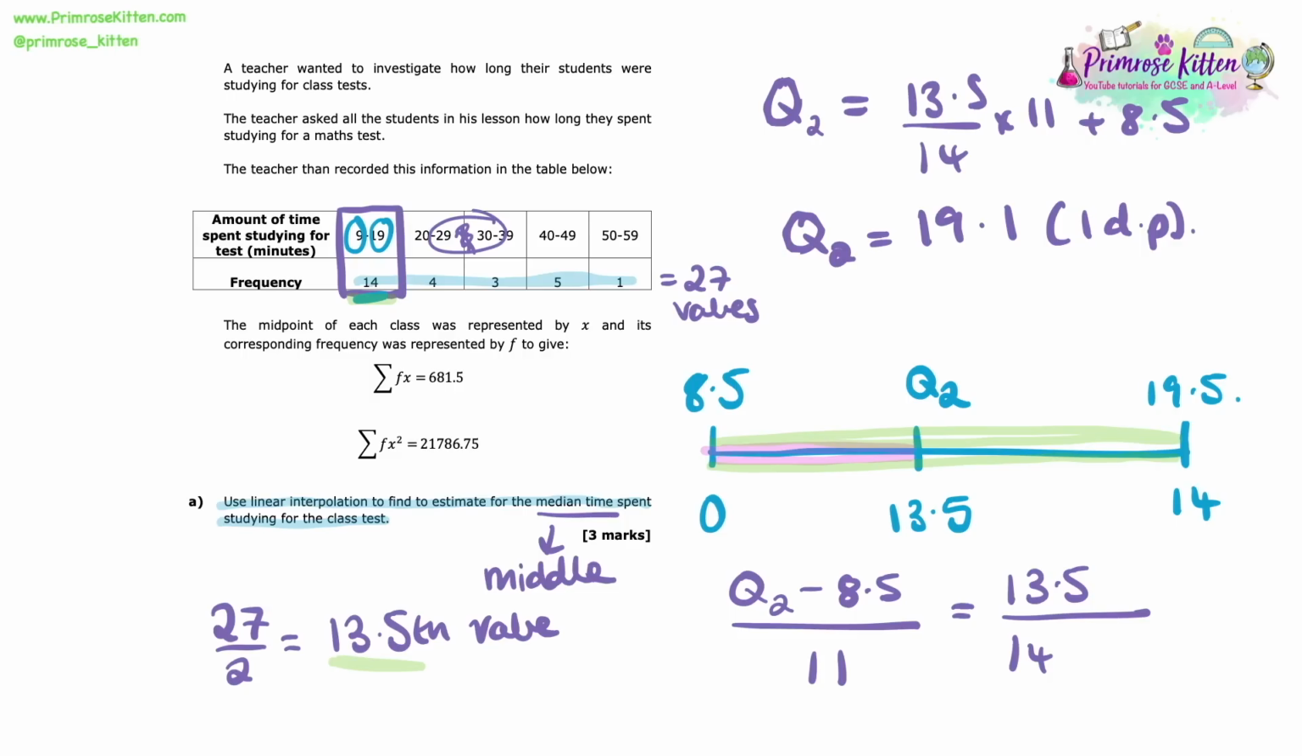Now, this is a really handy method of linear interpolation, and we can use that to find the upper quartile, the lower quartile, the median. In fact, different deciles and things as well. This method would still work. This is your linear interpolation method.